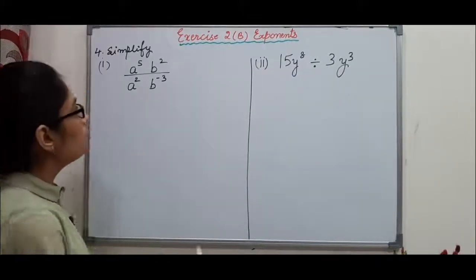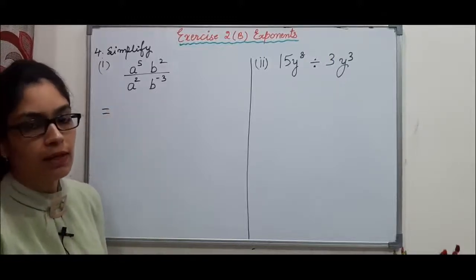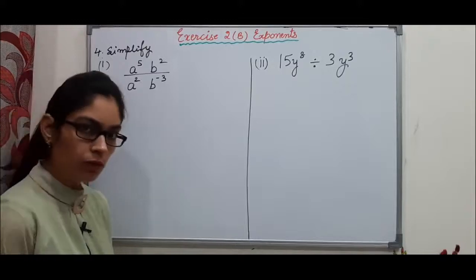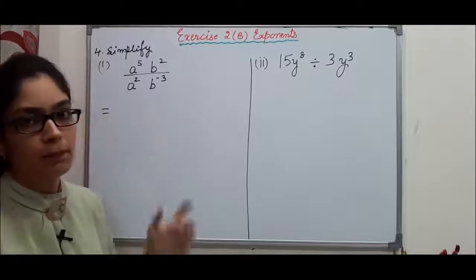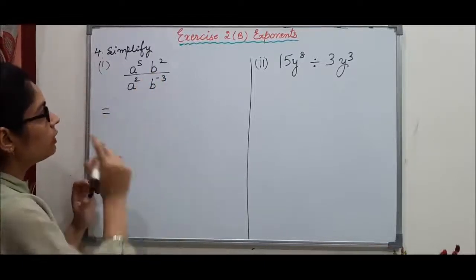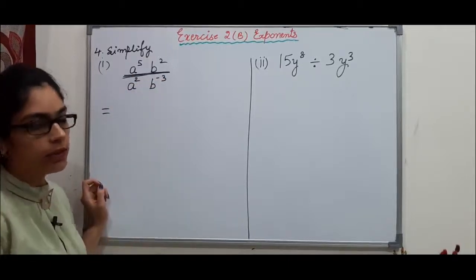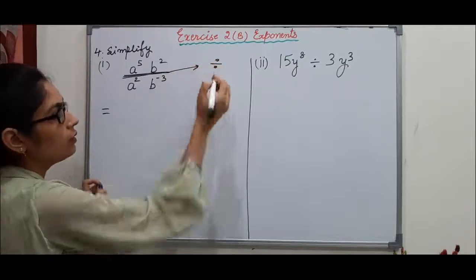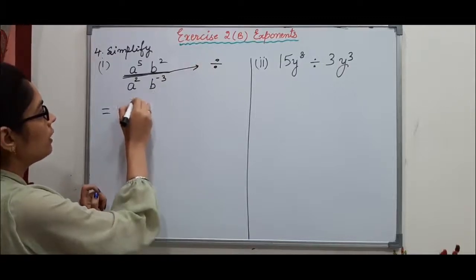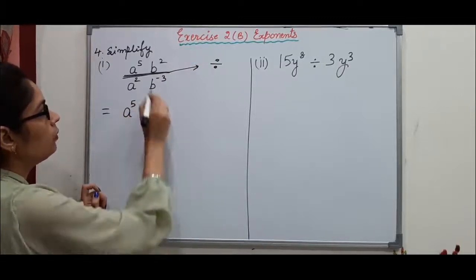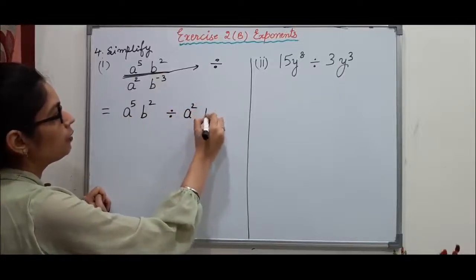In the fourth question we have to simplify. So whenever we are solving or simplifying or evaluating, everywhere we have to use those rules and solve or simplify the questions. In this question, if we see, this sign is there, the sign of fraction, we can say the meaning of this sign is division. Always remember it. So I can write it like a to the power 5, b to the power 2, divided by a to the power 2, b to the power minus 3.